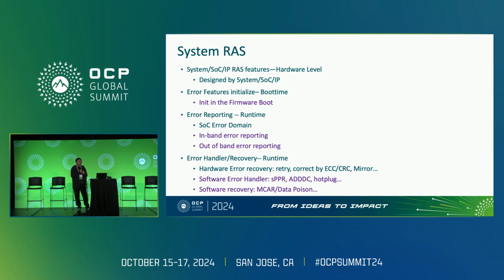Another one is error reporting. Error reporting is very important in a data center. The hardware detects errors, and then we need to report them. We usually define some error domains in the SoC. On x86 platforms, there is the machine check architecture, so we can define the error domain for each IP, each action, each operation. We also have in-band and out-of-band error reporting methods. In-band reports errors to the operating system; out-of-band reports errors to the BMC.